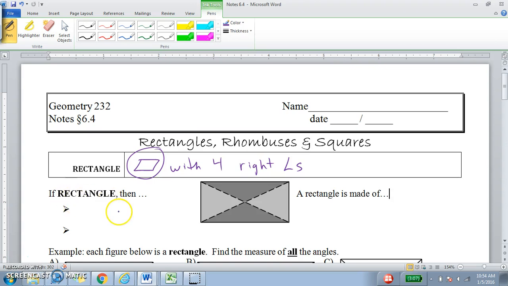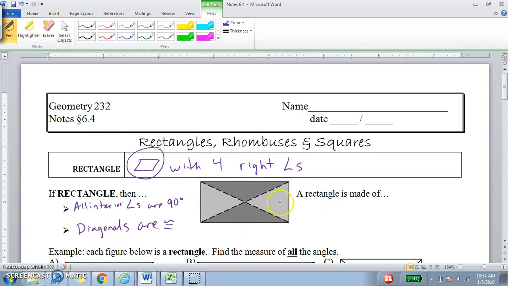So if you have a rectangle, then you also know that all interior angles are 90 degrees, which we stated up here. So all interior angles are 90 degrees, and we also know that our diagonals, so these dotted lines drawn in here, these diagonals are congruent always in a rectangle. So that's not always true in every parallelogram, but it is true in a rectangle.